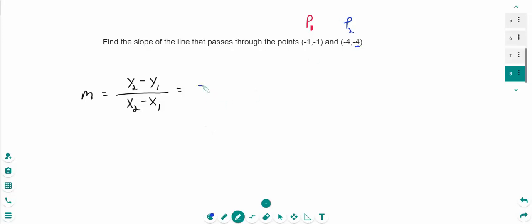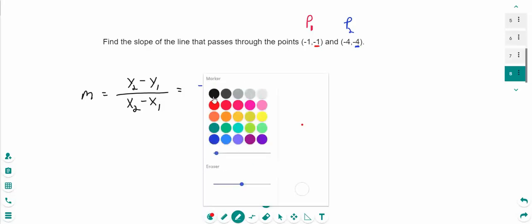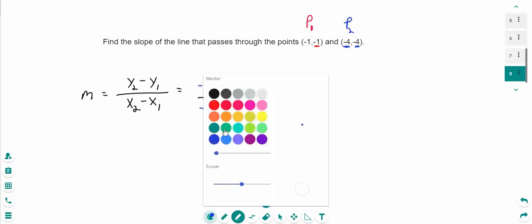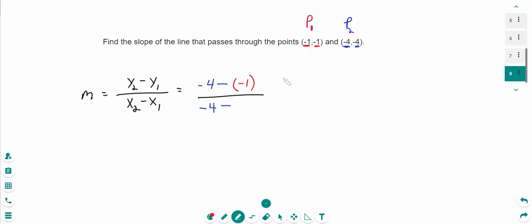And that's going to be a negative 4. Okay? Minus the y from the first point, y sub 1. Well, what's that? That's going to be this guy right here, right? So minus a minus 1. Okay. Then we've got in our denominator x sub 2. So x sub 2 is going to be from the second point, the x, which is a negative 4. We're going to subtract from that the x from the first point, which is this one, the negative 1. So we have again another double negative. And it looks like this. Very similar, right? Because the points were basically just doubled up.